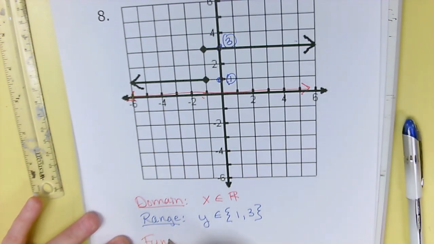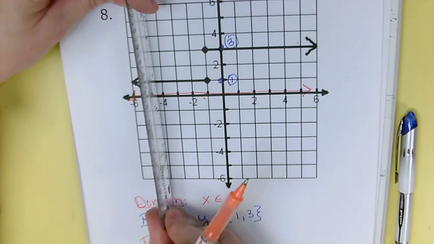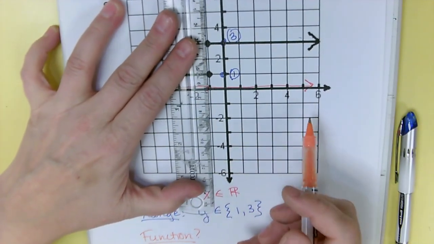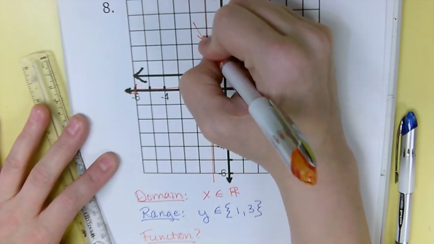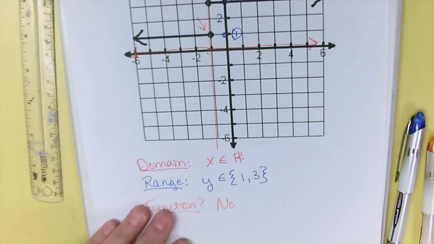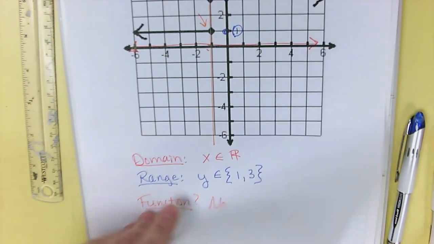All right, is it a function? You would think yes, because it's crossing once, crossing once, crossing once. But if you put your line right through those points, right there, once, twice, not a function. All right, last one, and then we're done with notes today.